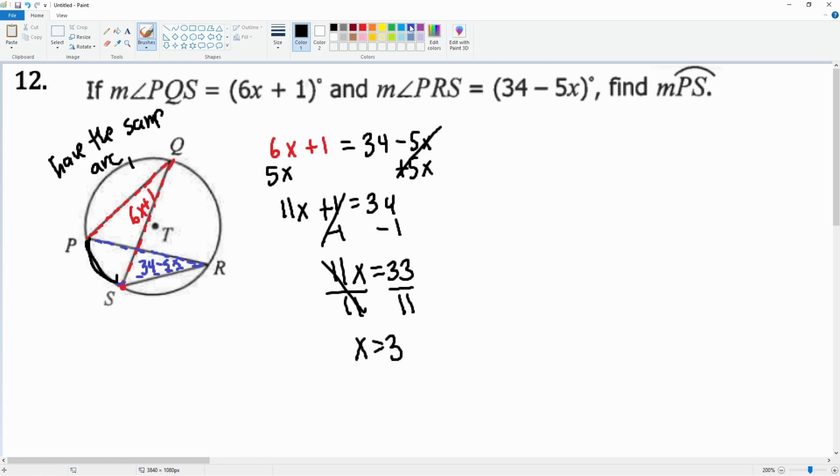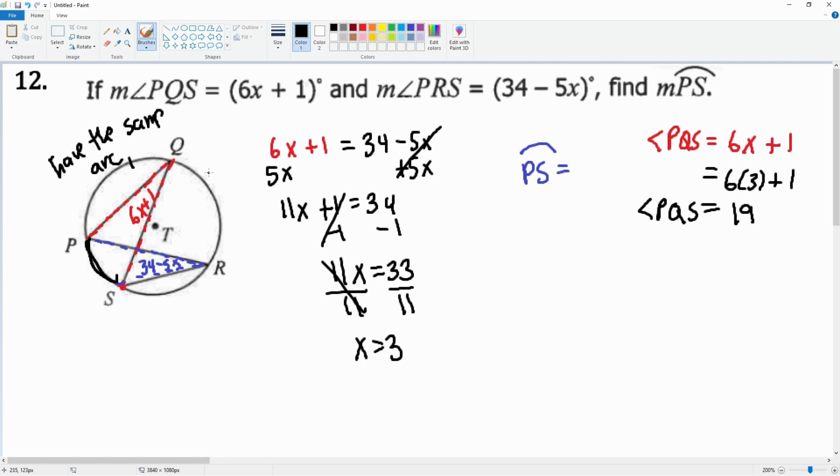I need to know what arc PS is. So how about I find what the angle is? So the angle PQS is equal to 6x plus 1. Let's make that substitution, okay? Let's plug in 3 in for x. 6 times 3 is 18 plus 1, which is 19. That is what PQS is, okay?